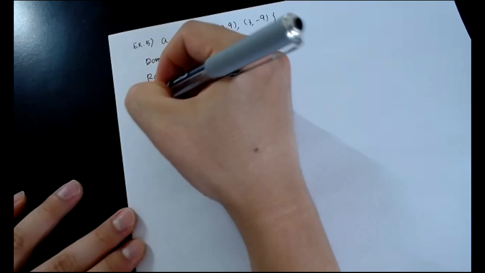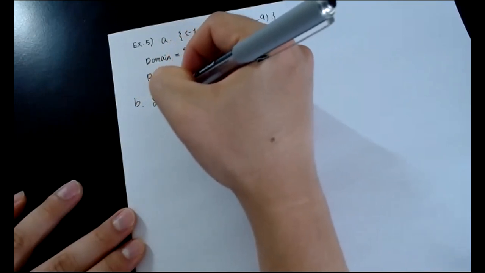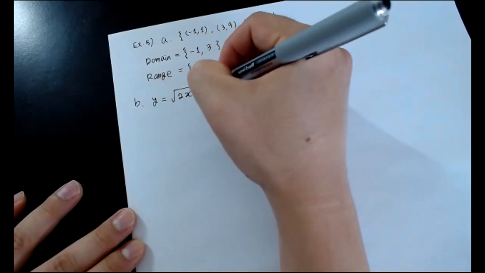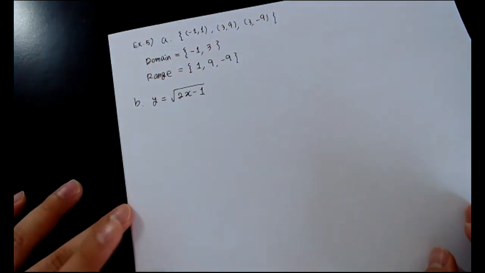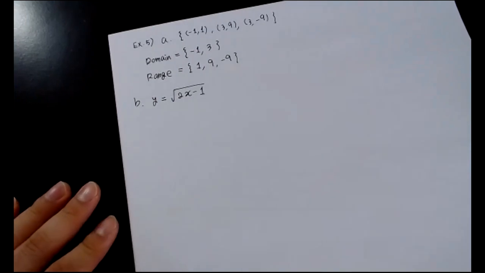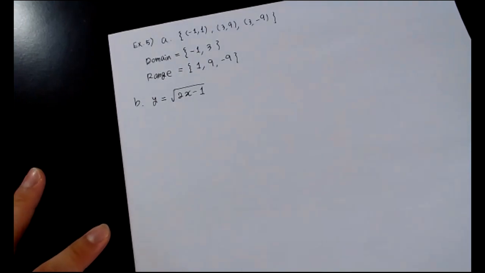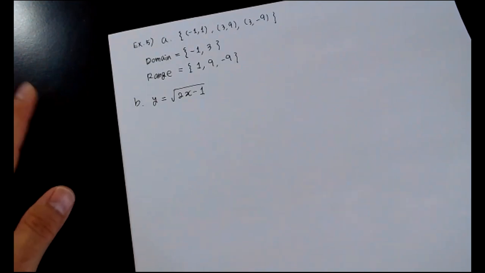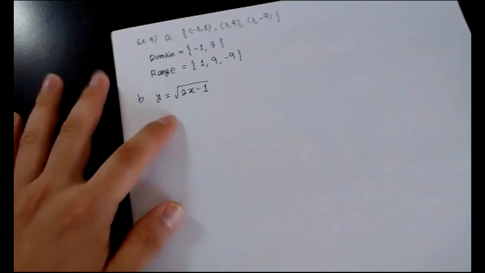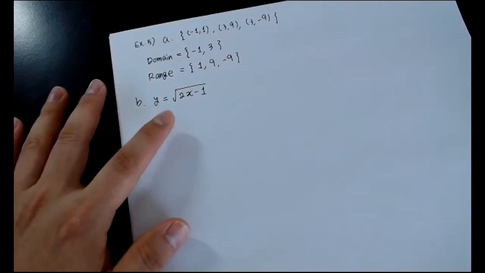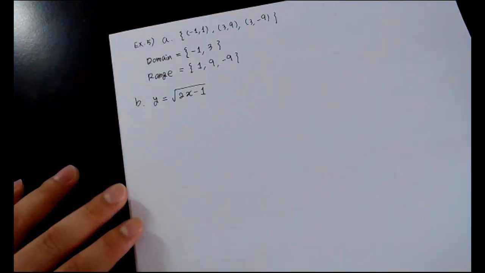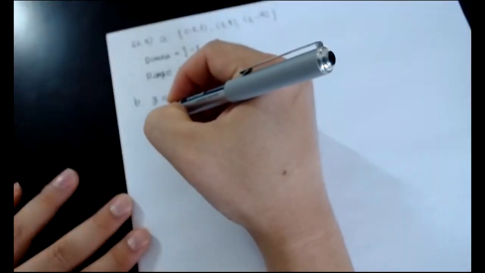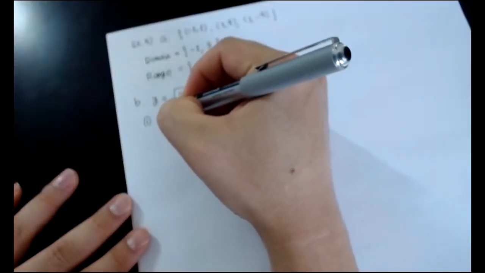Then B, y equals the square root of 2x minus 1, right? Let's see. 2x minus 1. Yeah, you're gonna see this kind of problem. I mean, you're gonna see problems asking you to find the domain and range for this kind of function involving a square root. Then how can I find out the domain?